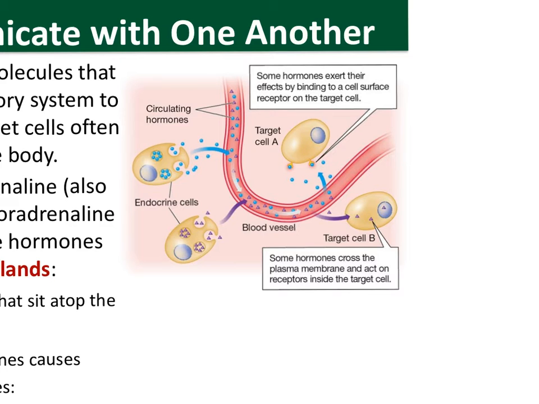So some hormones, we look at this. We've got circulating hormones. We've got the target A cell. We've got the endocrine cells that are releasing these hormones into the bloodstream.